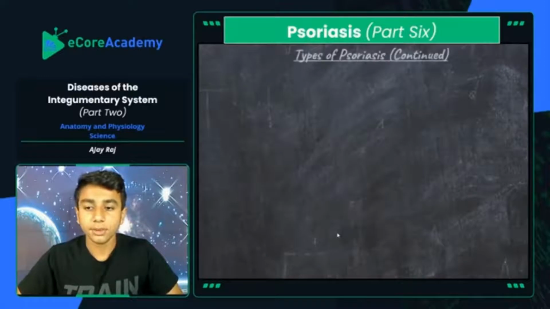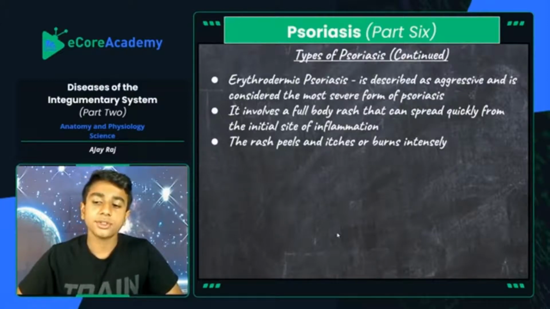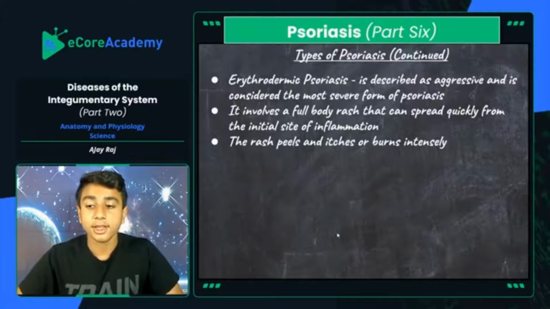So we're going to be continuing on the types of psoriasis. We're moving on to our next type of psoriasis, which is erythrodermic psoriasis, and it is described as aggressive and is considered the most severe form of psoriasis. So this is on the upper scale of psoriasis and pain level. And it involves a full body rash that can spread quickly from the initial site of inflammation.